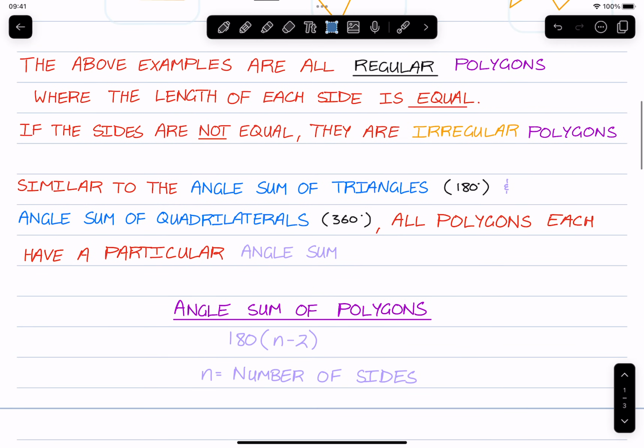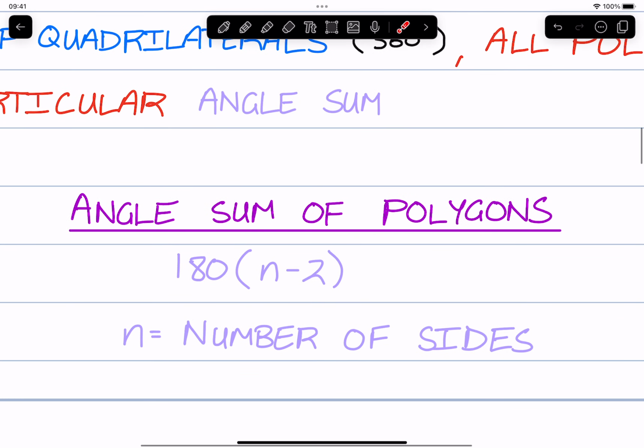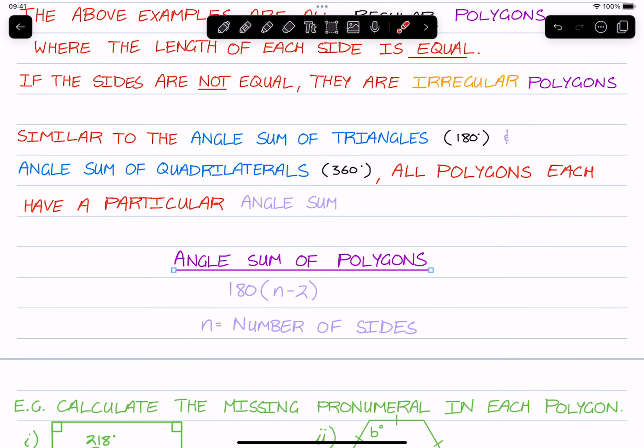Now, what we're looking at in this particular video is that similar to the angle sum of triangles being 180 and the angle sum of quadrilaterals being 360, all polygons each have a particular angle sum. To know what that angle sum is, we follow this formula. It's 180 degrees times (n minus 2), where n is the number of sides in that polygon.